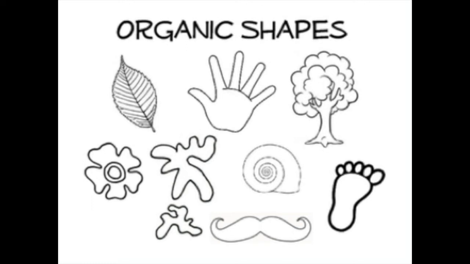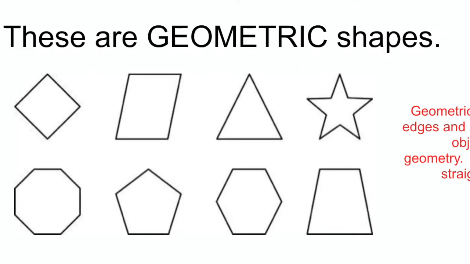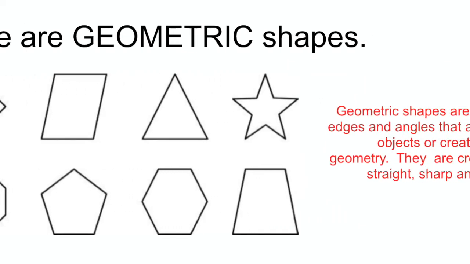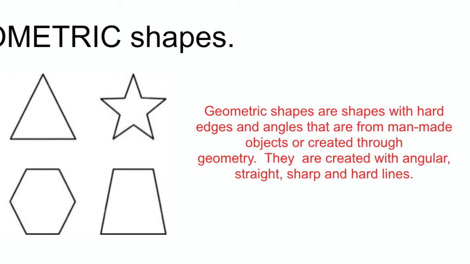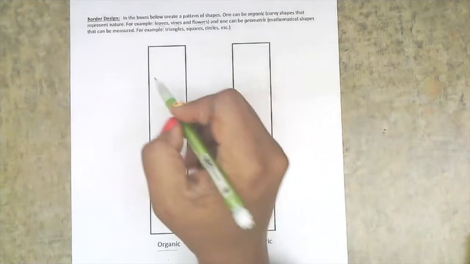On the back of your worksheet, you're going to create 2 different patterns. Organic shapes are shapes that resemble items from nature, and geometric shapes have straight lines and corners. You can use each one in a repeated pattern for each column. I'll start with the organic.